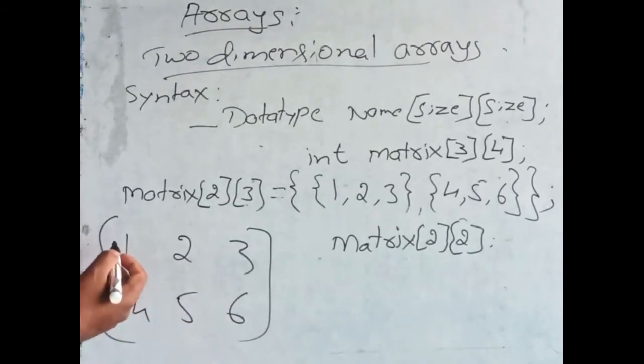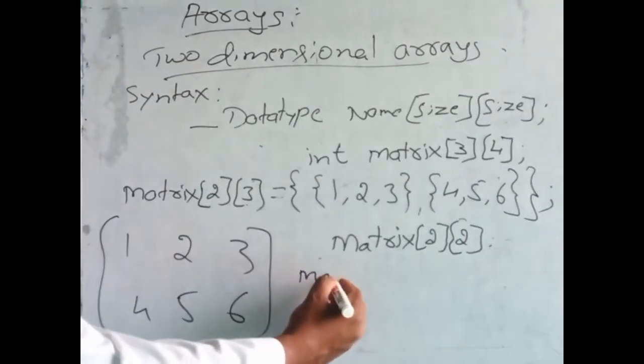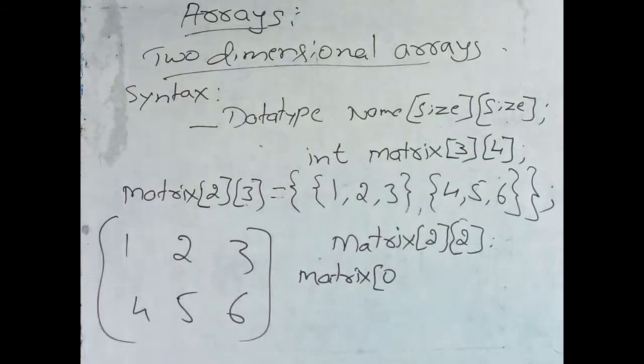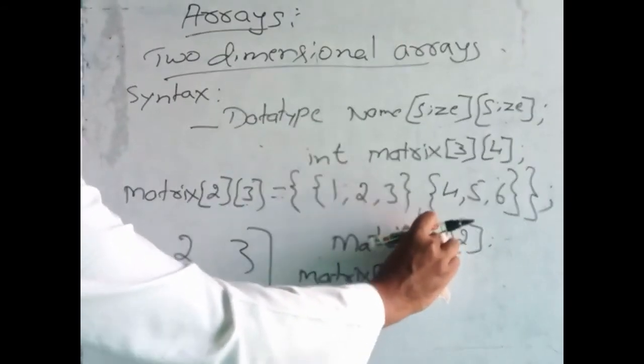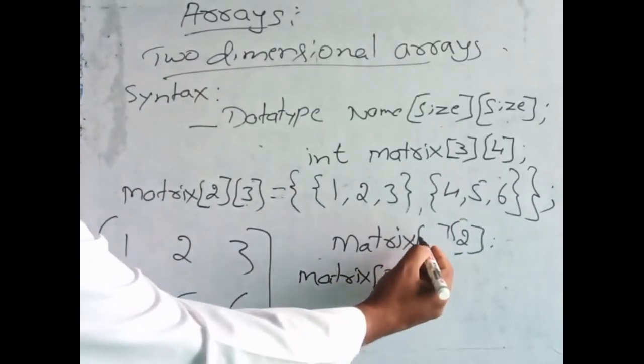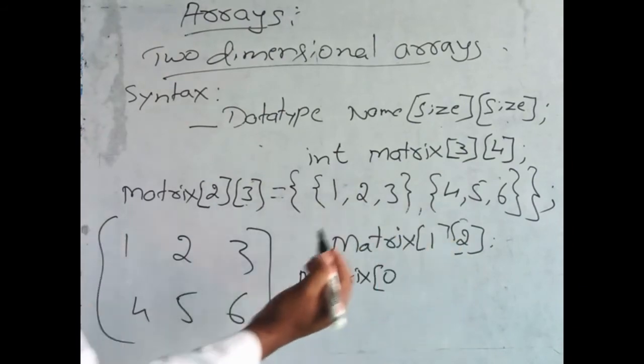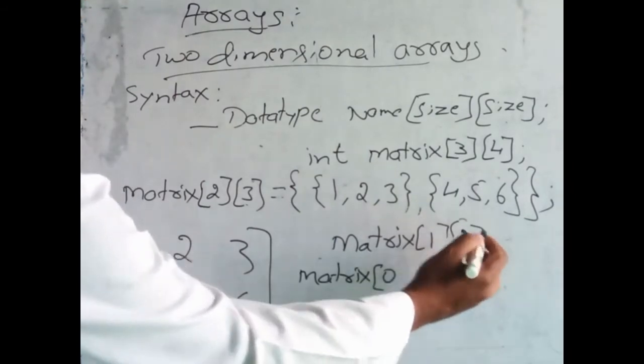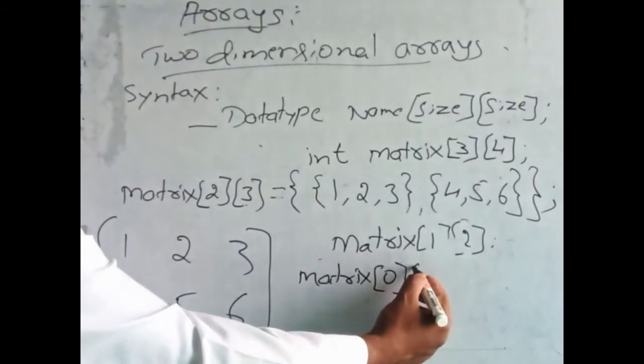Like that, the index of the first element is matrix 0. Sorry, here it is not 2. It is 1, because the index always starts with 0. It is 0, 1, 2 like that. 0, 0.